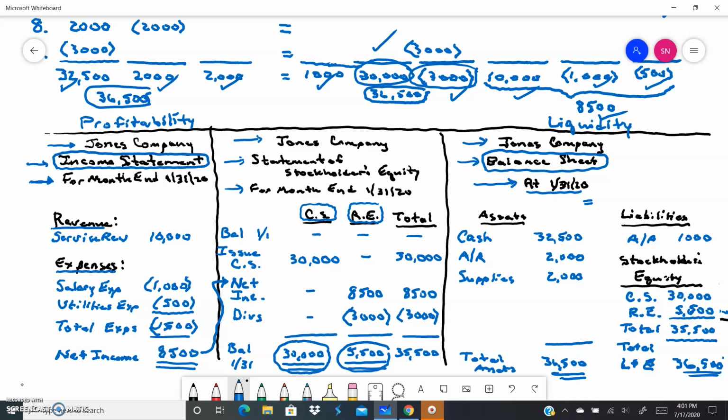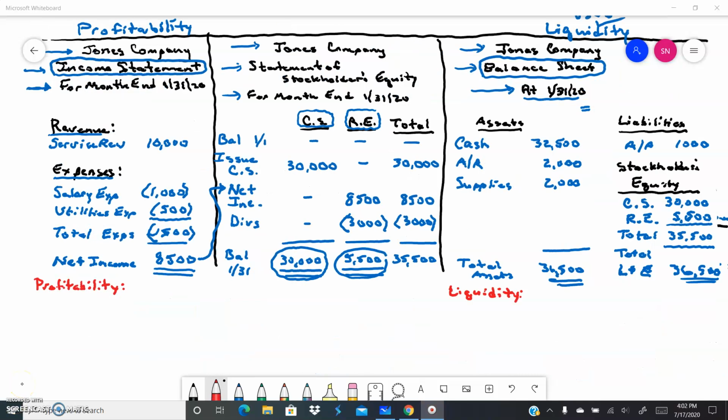So now I've got my three financial statements prepared, and that's basically the mechanical part of this chapter. So I'm going to move this down a little bit, and we're going to just take a look at what we can understand from a profitability point of view and from a liquidity point of view. So here we have our financial statements. First of all, we're going to look at our income statement, and we're going to look at what we can understand from a profitability point of view.